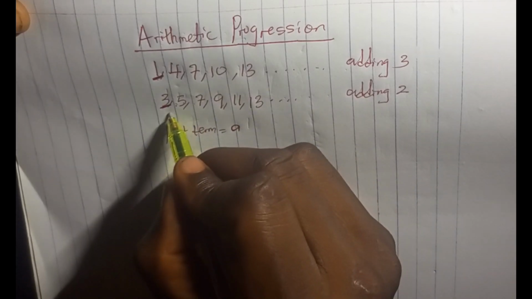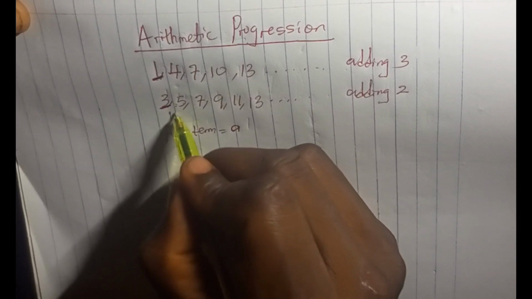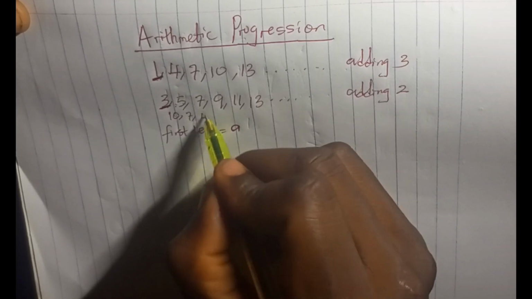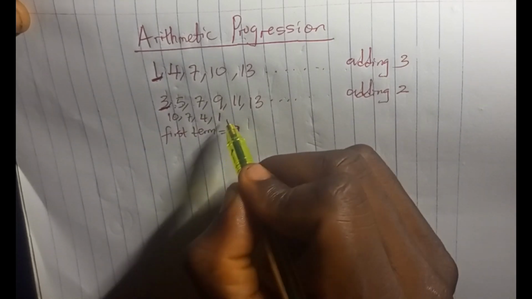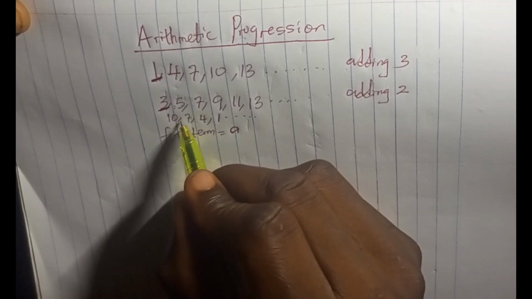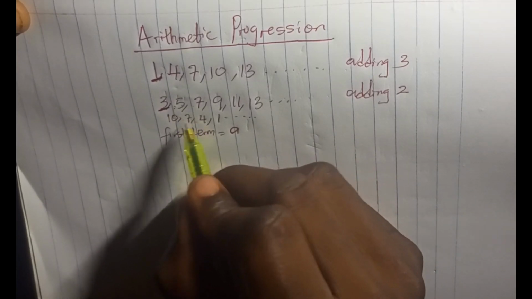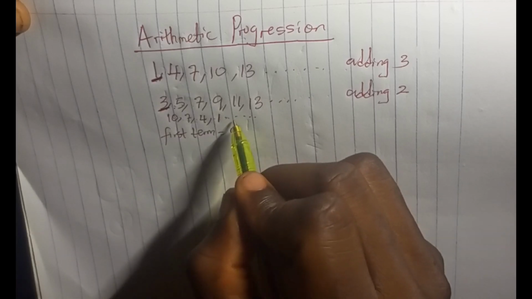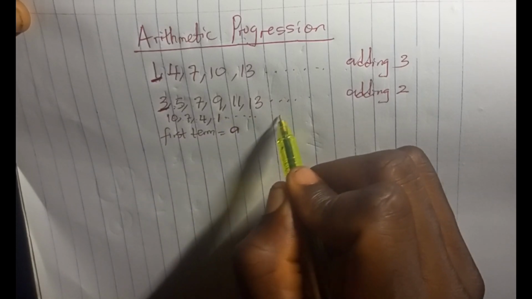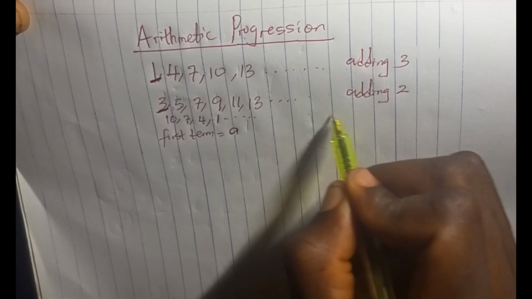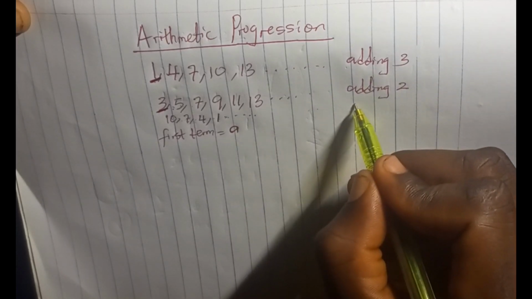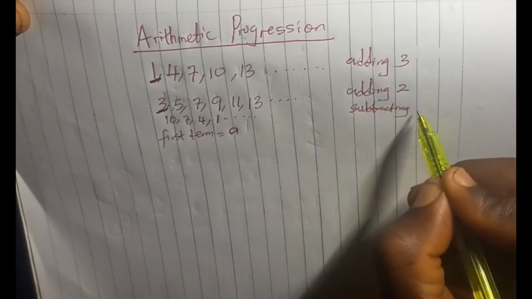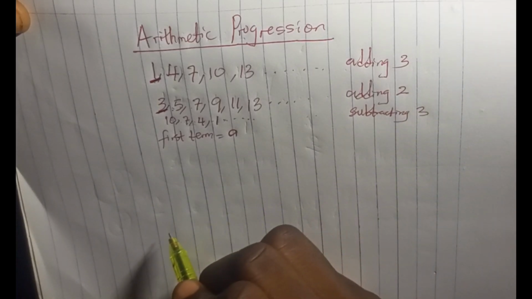Imagine this one as well. If you have something like 10, 7, 4, 1, it keeps going in this order. So what did we do here? 10 minus 3 is 7, 7 minus 3 is 4, 4 minus 3 is 1, 1 minus 3 is minus 2, minus 2 minus 3 is minus 5, minus 5 minus 3 is minus 8. So what did we do here? We are subtracting 3. Does it make sense?